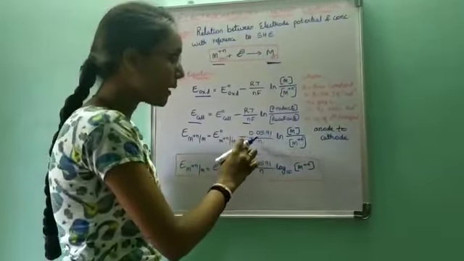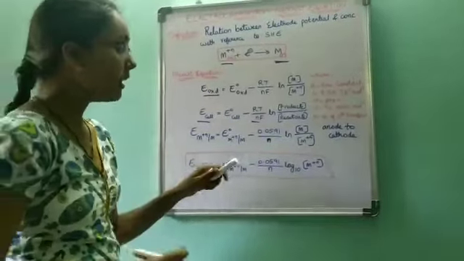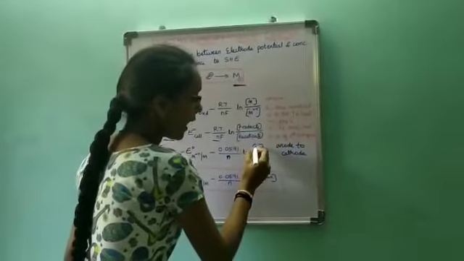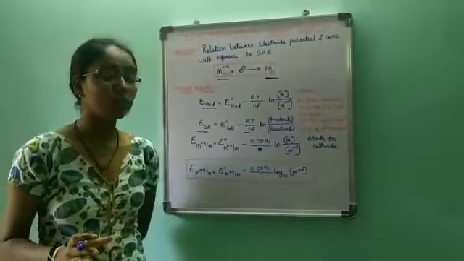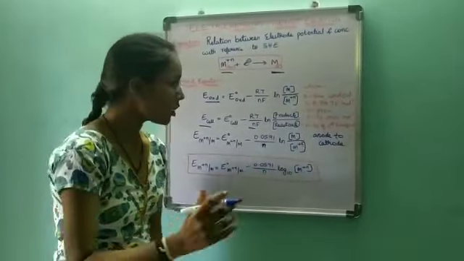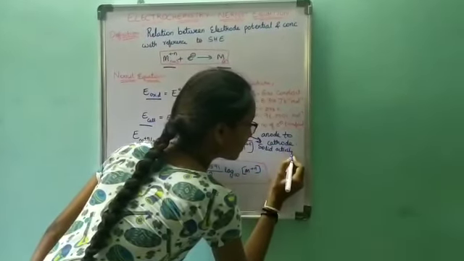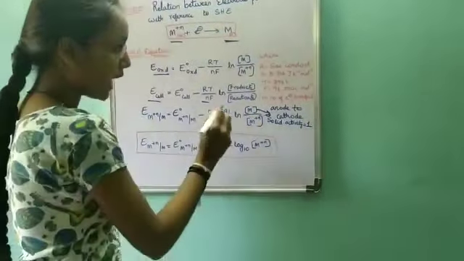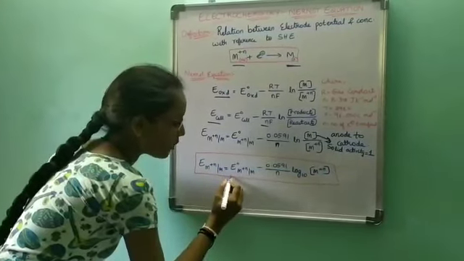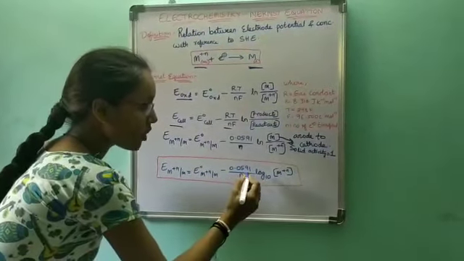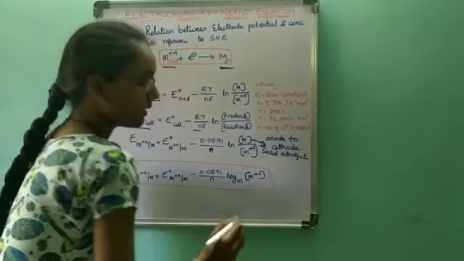If we substitute these values, we get the final value 0.0591 by N. As we don't have any number of electrons, this can be written as N. Here this product is in solid form and is written as concentration of M by concentration of M power plus N. As we already know, solid activity is equal to 1, so the concentration of M can be neglected, and the final Nernst equation is given by E M power plus N by M is equal to E naught M power plus N by M minus 0.0591 by N log 10 concentration of M power plus N.